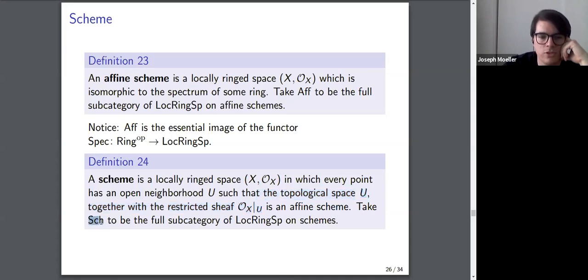So we call it Sch, that's the category. And it's a full subcategory of locally ringed spaces also. Is this definition clear to everyone so far? An example will come next, but if you understand all the words here, then I'll move on.